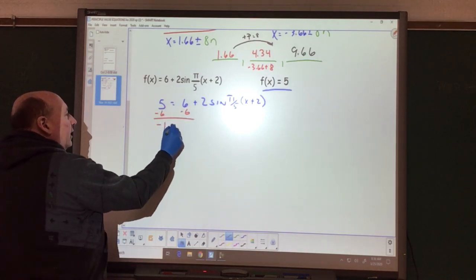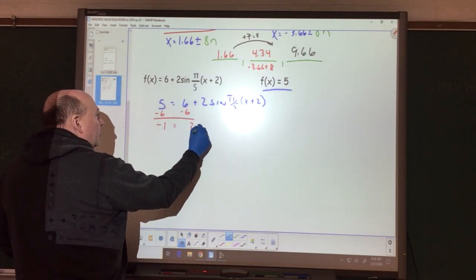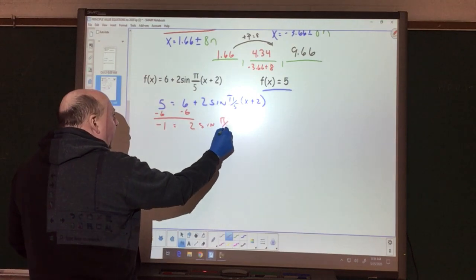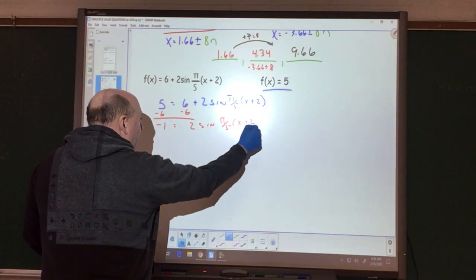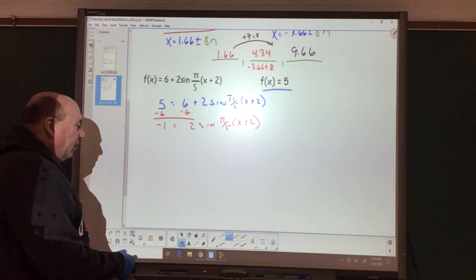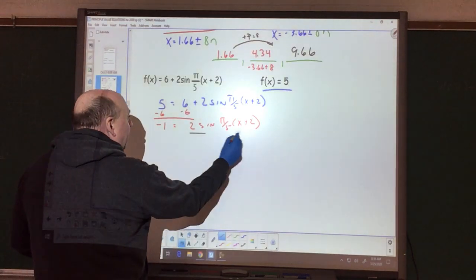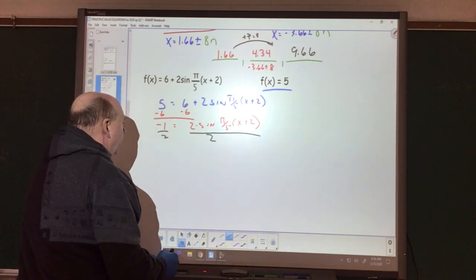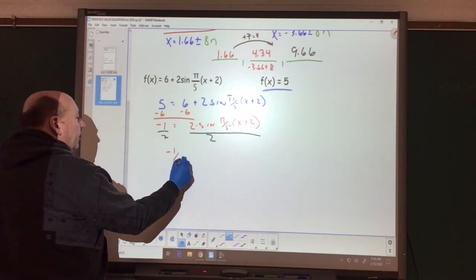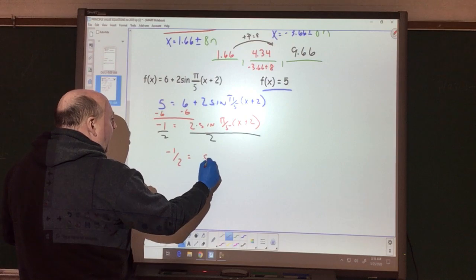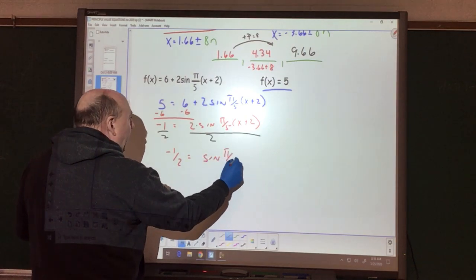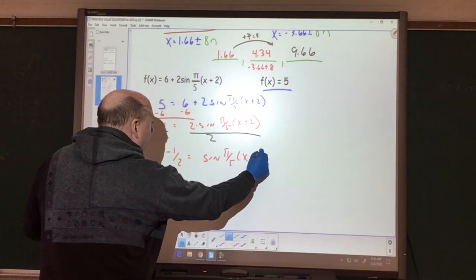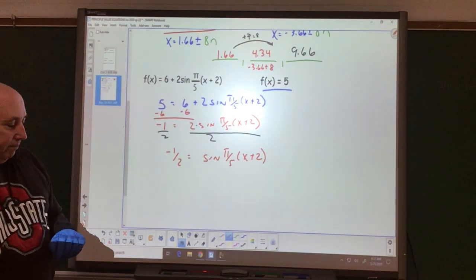So we have negative 1 is equal to 2 sine of pi over 5 x plus 2. Not very good planning on my part, my bad. Divide by 2 by 2. So we have negative 1 half is equal to the sine of pi over 5 x plus 2. Sorry about that.